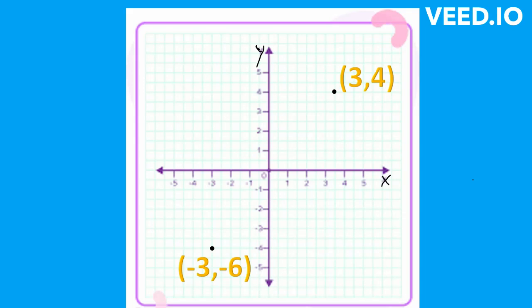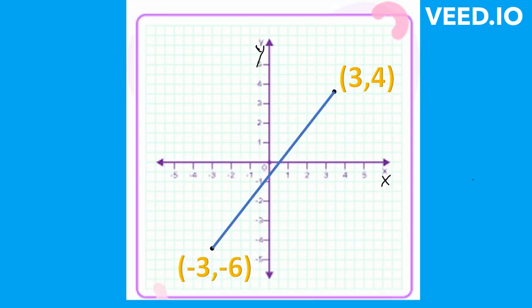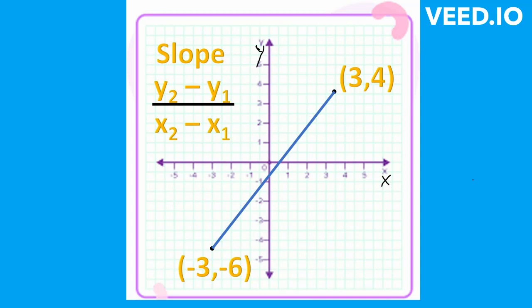We have a coordinate plane here with 2 points, (3, 4) and (-3, -6). I drew a straight line using these 2 points. Now let's try and find the slope of this line. Slope indicates how inclined or steep this line is. So it's nothing but y2 minus y1 over x2 minus x1.